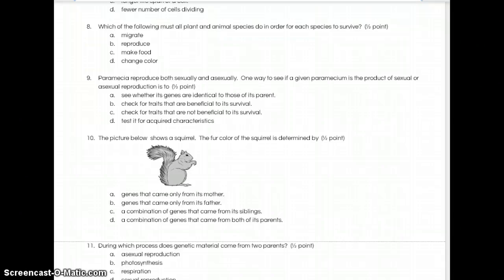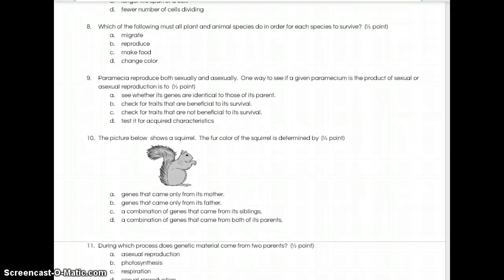Number 9. Paramecia reproduce both sexually and asexually. One way to see if a given paramecium is the product of sexual or asexual reproduction is to A. See whether its genes are identical to those of its parents. B. Check for traits that are beneficial to its survival. C. Check for traits that are not beneficial to its survival. D. Test it for acquired characteristics.